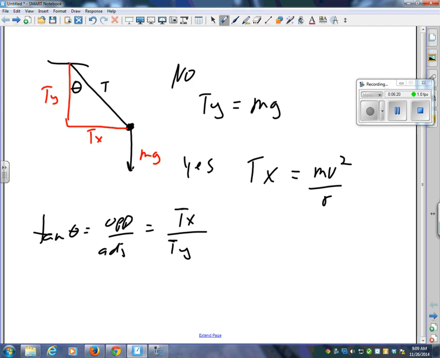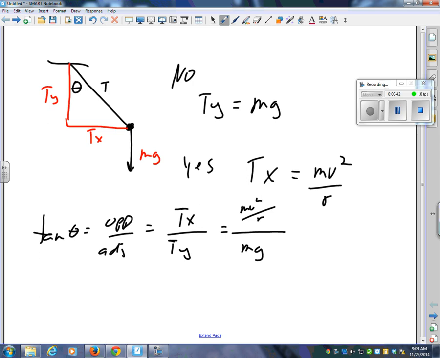And now let's substitute what we've just set those equal to. So Tx is equal to mv squared over r, and I should have written that, sorry. Let's write it like this: mv squared over r, all over Ty is equal to mg.